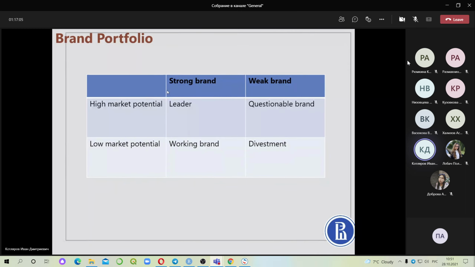Okay, we may have a strong brand on a market with low potential. It may be an old market, for example, a market which is declining. But our brand, again, may be pretty strong. What should we do in this case? We should explore the remaining potential of this market, and when there is no more potential, in this case, we should leave this market. What about the brand? Either we should transfer this brand to other markets, using it as an umbrella brand, or maybe we can leave this brand.